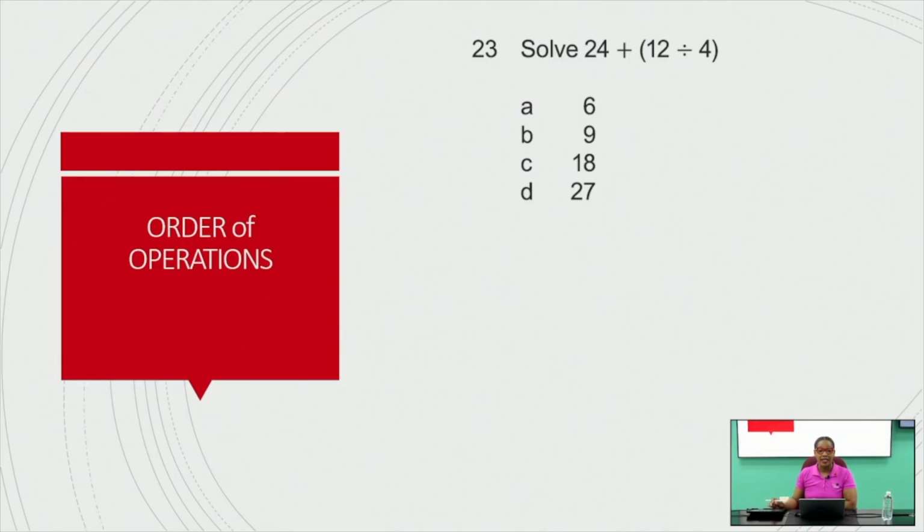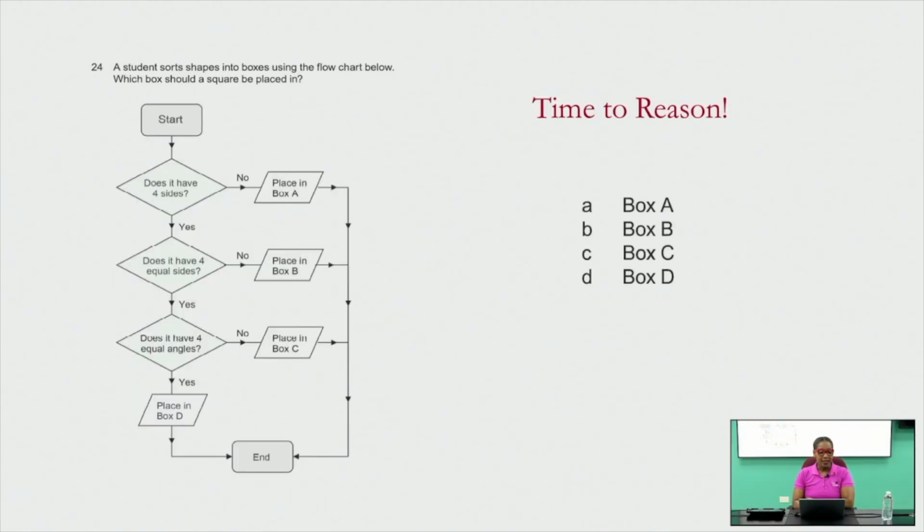We'll do what's in the bracket first. And what's in the bracket? We have 12 divided by 4, which gives us 3. So we pretty much end up with 24 plus 3. And that's pretty much 27. So your option is option D. Awesome. Let us go to a little more reasoning.